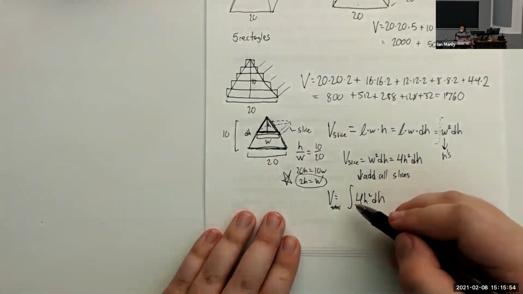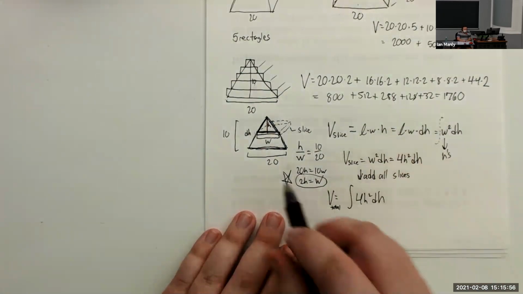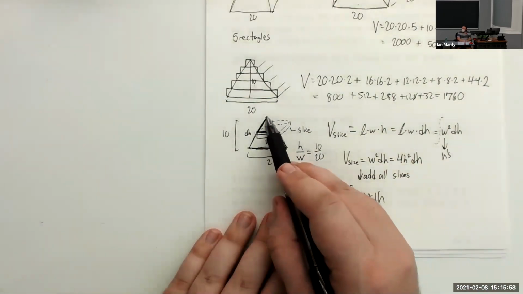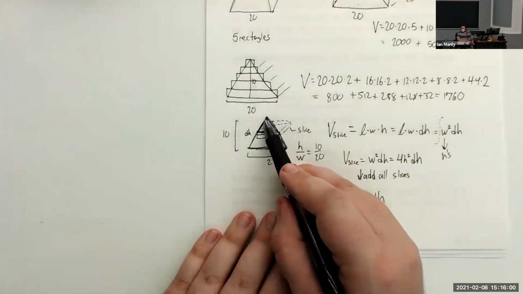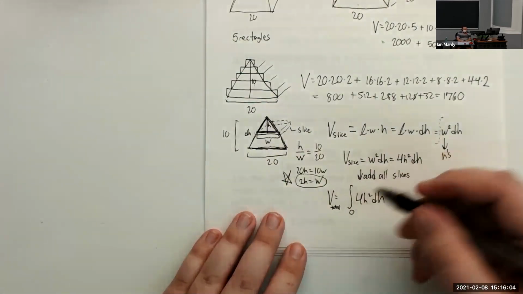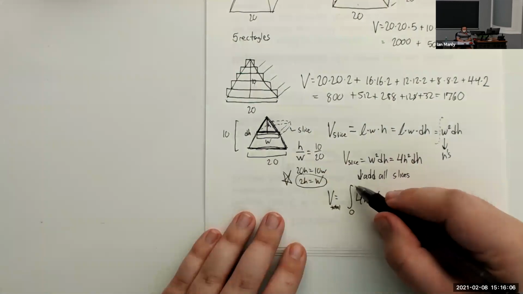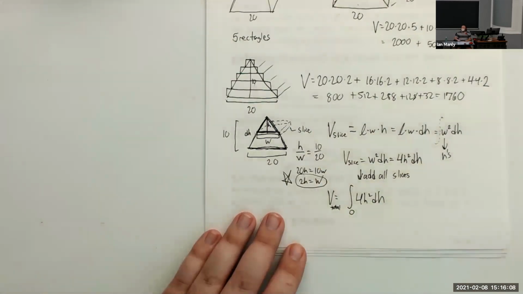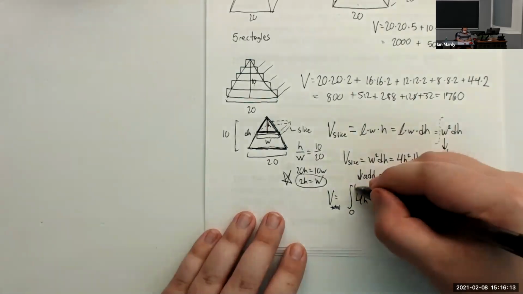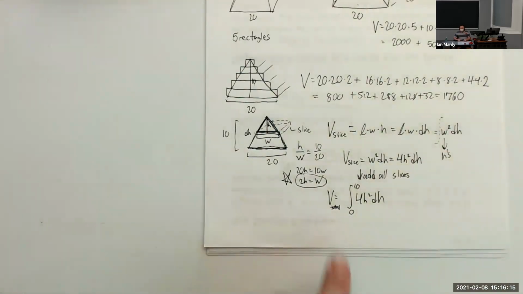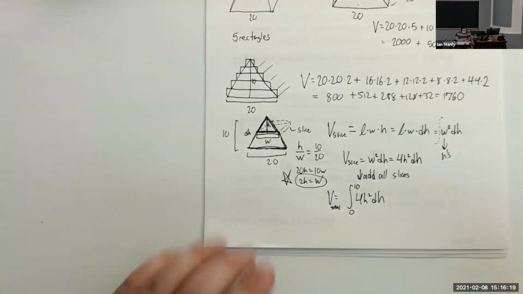Now, this is always going to be a definite integral. When we're at h equals 0, we're at the very tip of the pyramid, right? We're not down from the top of the pyramid at all. So we're going to start at 0. And then what's going to be the upper bound for this integral? How far down can we go from the top of the pyramid? 10, right? All right, so this integral is going to give us the volume of our pyramid right here.